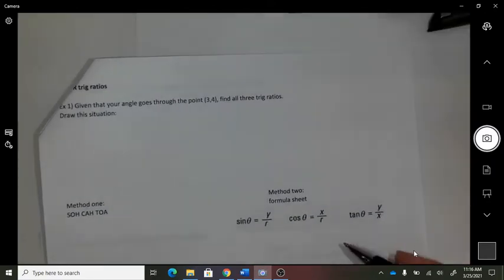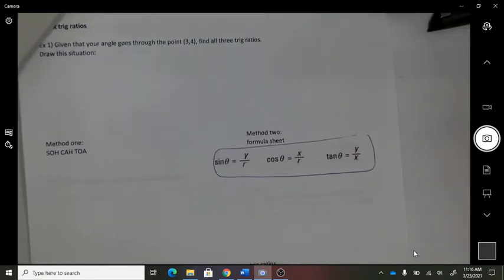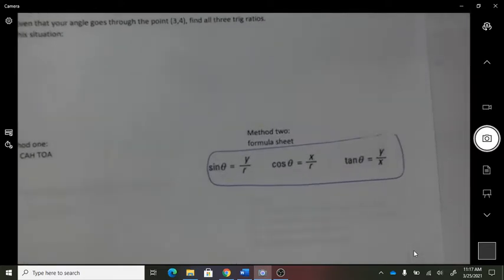Okay, today we're going to learn trig ratios. So you have these formulas on your formula sheet right here. The sine of an angle is the ratio of y to r, cos of an angle is the ratio of x to r, and tan is the ratio of y to x. So that's going to get used today, and that's a formula that would be provided for you on a test.